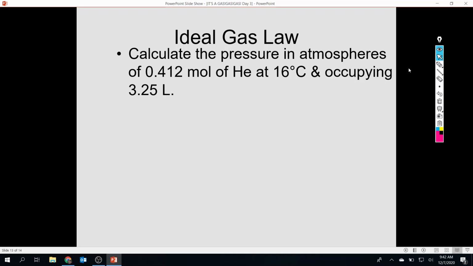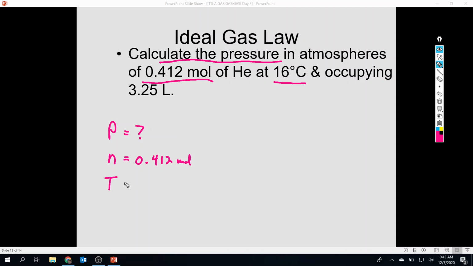All right, so let's see. It says calculate the pressure. All right, and so pressure is what I'm going to be finding. So I'll put it down with a question mark. Of this many moles, remember moles is n, it's our number of moles. So I'll put 0.412 moles of helium at 16 degrees Celsius. So my temperature is 16 degrees Celsius, and I'm going to go ahead and convert that to Kelvin real quickly.